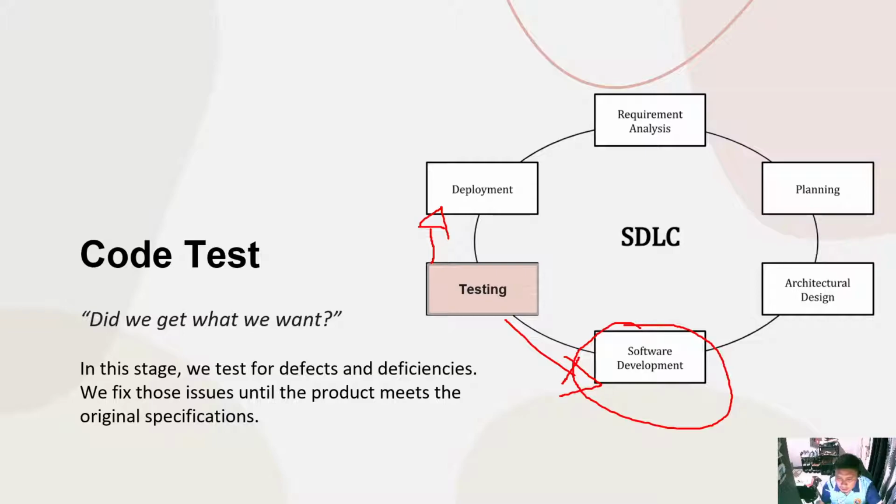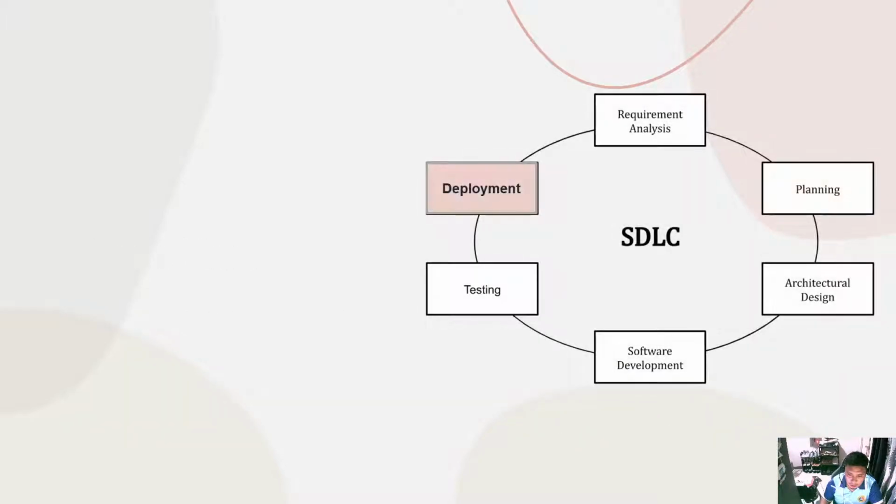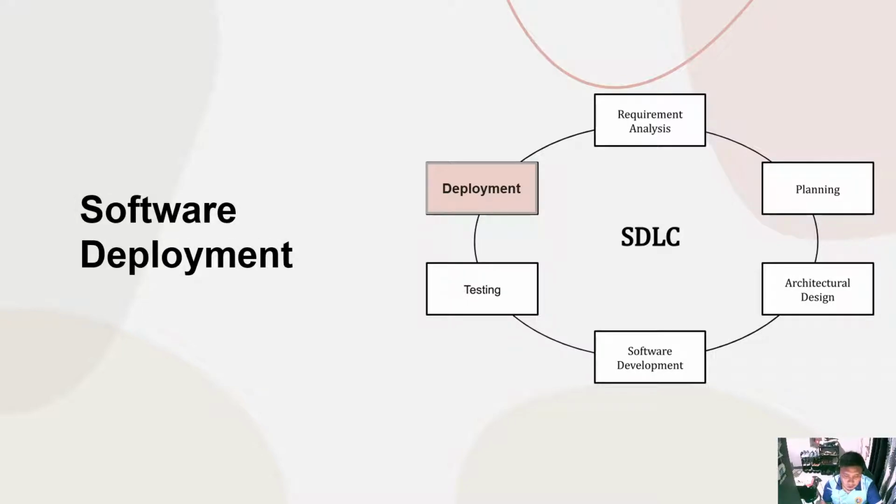So you can verify that the code meets the defined requirements based on your architectural design. Is your program working really here? If it's not, then it will go back to software development and look at the design to make the testing work. Okay, that is what we call the code testing. Then now we go to deployment, or the software deployment.